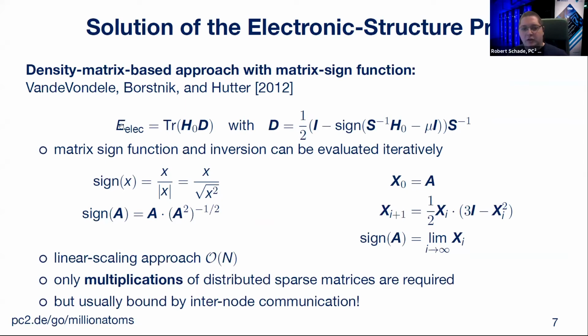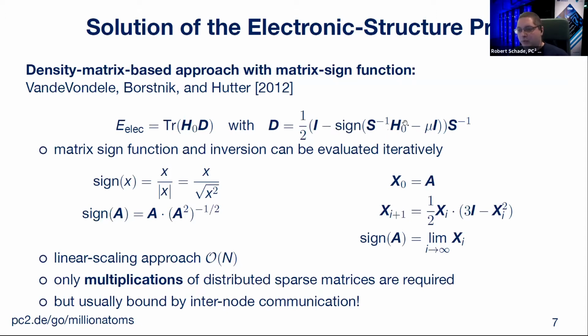So here the electronic energy, the actually complicated part of the energy, is written just as a trace of the Hamiltonian with the so-called density matrix. And the density matrix, at zero temperature, can be written in terms including the sign function, the inverse of the overlap matrix, the Hamiltonian, and the chemical potential. The one fact you should focus on here is the so-called matrix sign function.